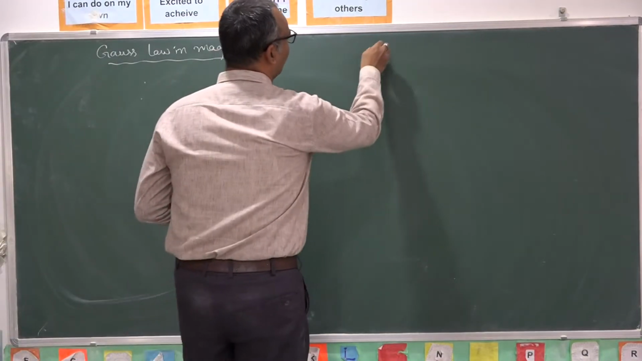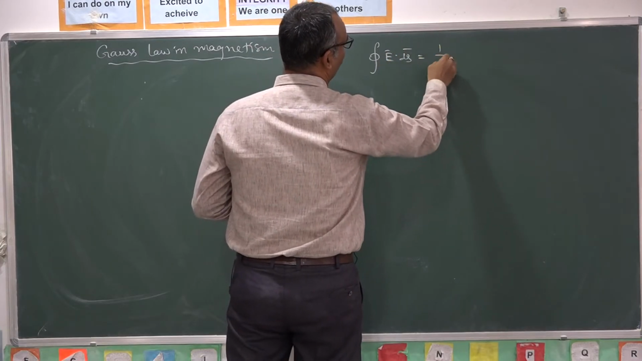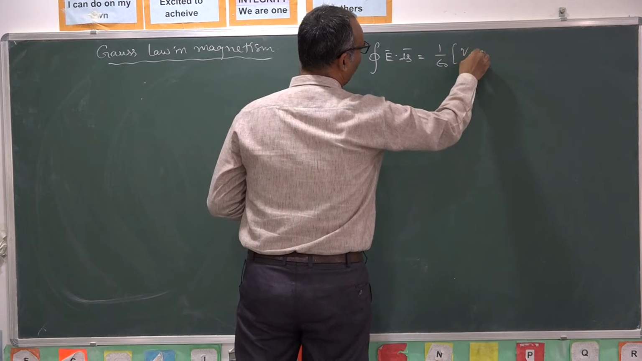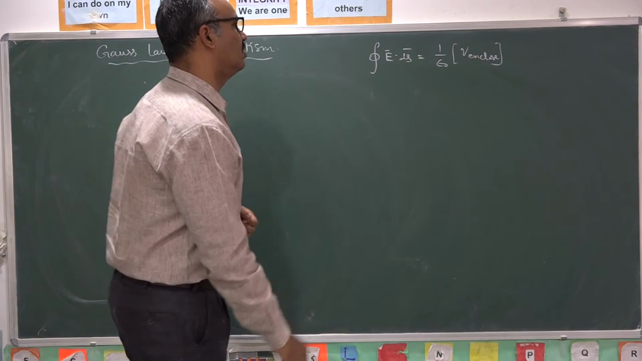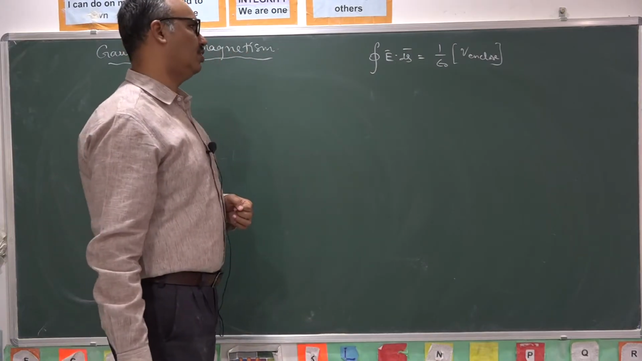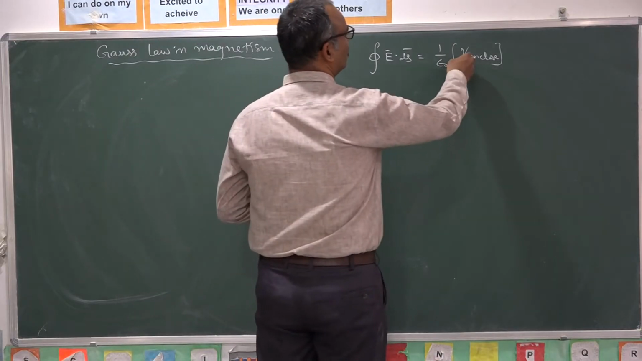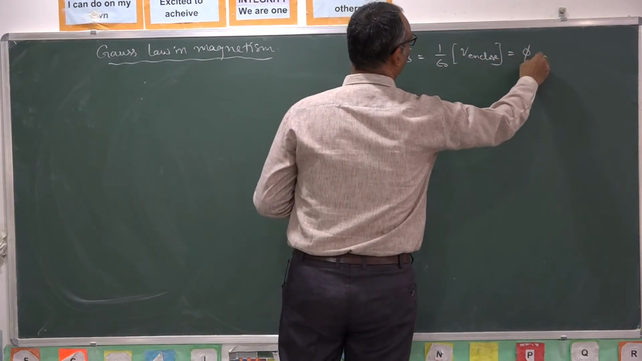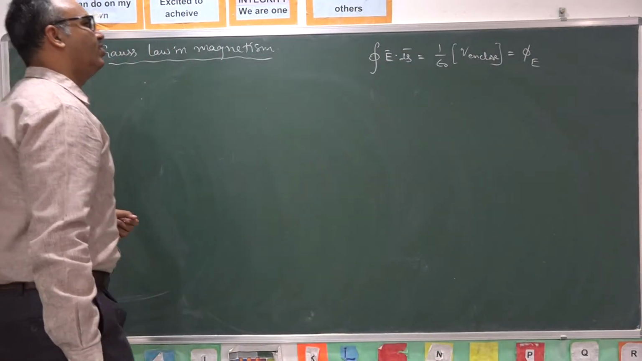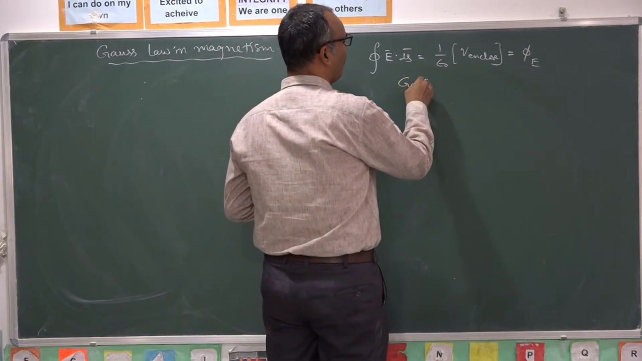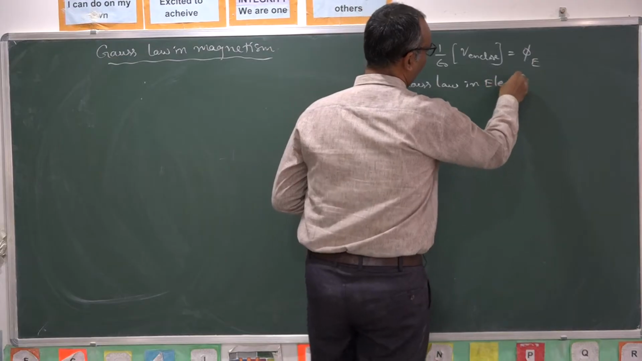According to Gauss law, integral E bar dot ds bar is equal to 1 by epsilon naught times the charge enclosed within the surface. The total normal electric flux coming out of a closed Gaussian surface is 1 by epsilon naught times the charge enclosed within the surface. So this is the definition of Gauss law in electrostatics.